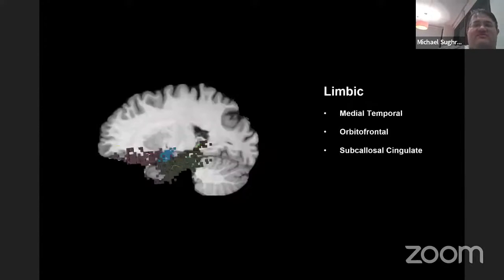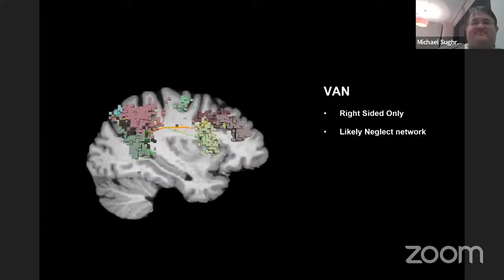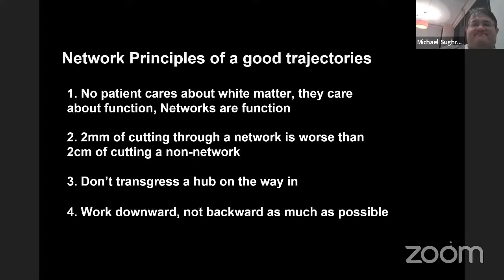Now, again, if you look at the limbic system, notice that the orbital frontal region is part of the paralimbic system. It's part of emotional control, regulation, as well as the medial temporal lobe. As we know, they talk to the insula and a few other places. And so, again, this is what I was talking about earlier with the orbital frontal cortex sparing. Finally, the ventral attention network is a network that is only on the right side. I mean, there's a left ventral attention network, but it doesn't really do the same things. And it's likely the neglect system.